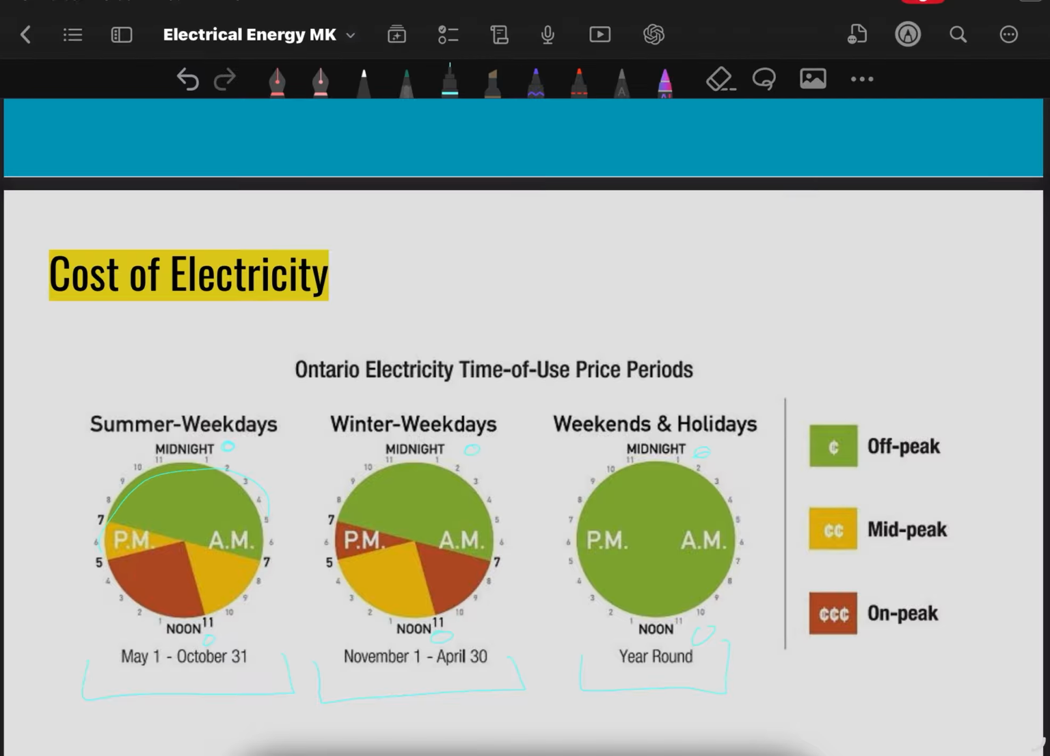Now here we get different colors. Yellow means mid-peak, so middle cost. Red means on-peak, so a lot of cost. And green means off-peak, so there is little cost. So let's go over it.